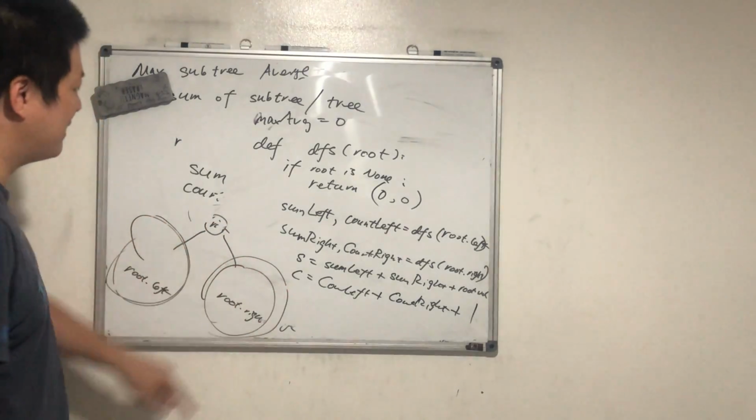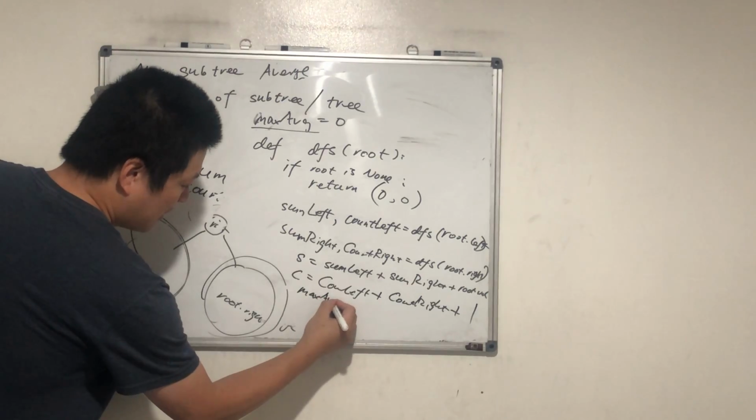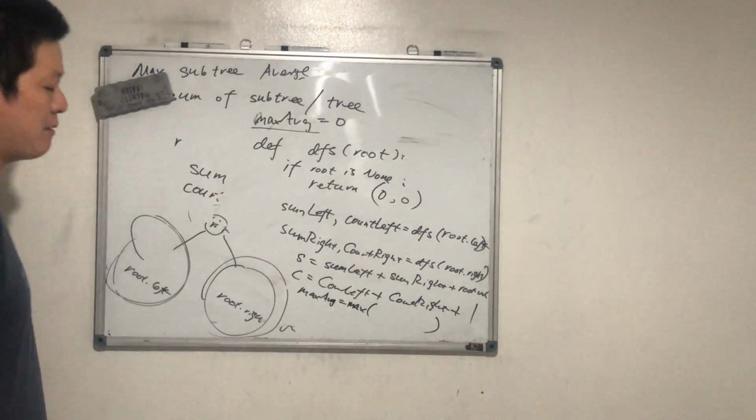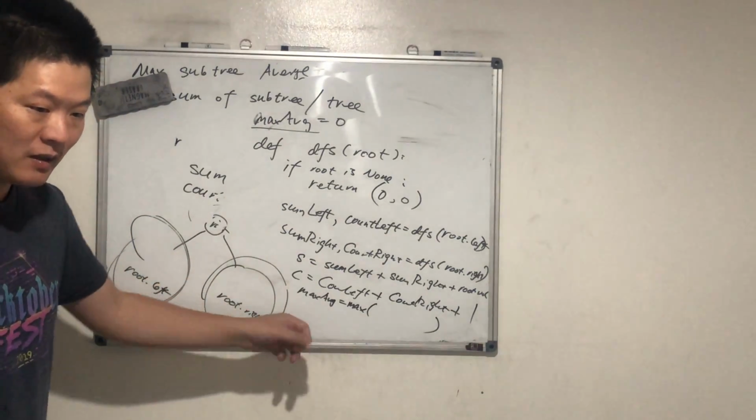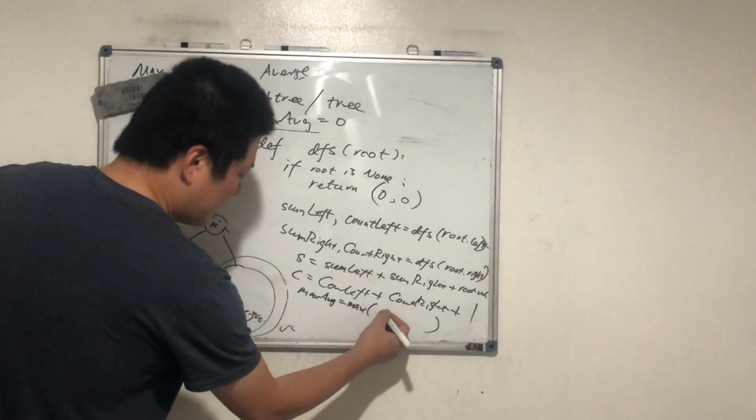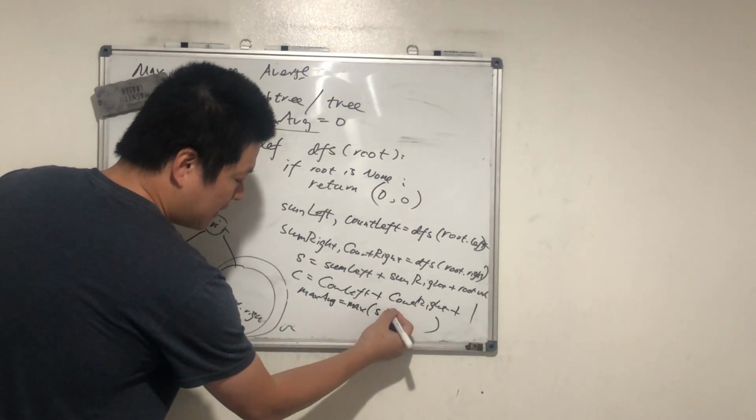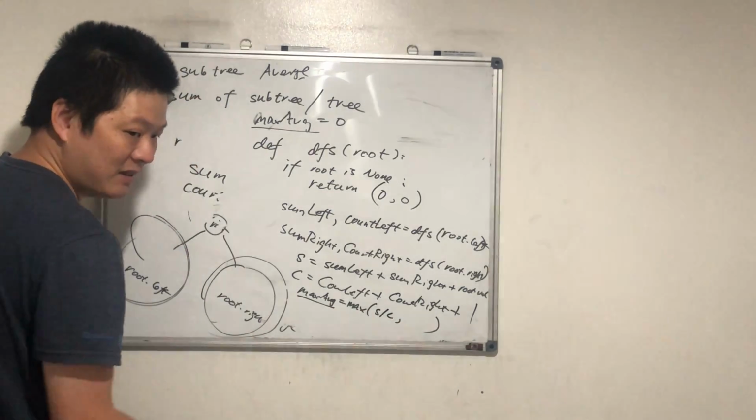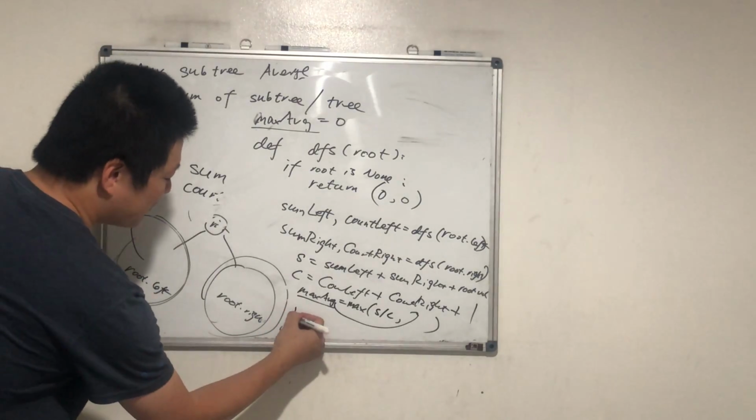We have a count. So max average equals max of two things. We want to store the maximum of the average. The first is S divided by C. And what's the second parameter? Max average.